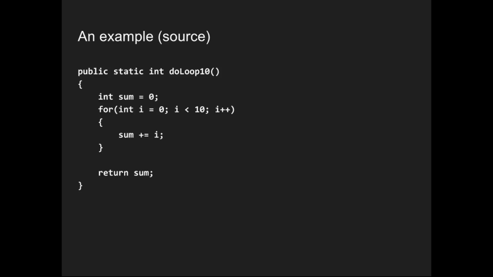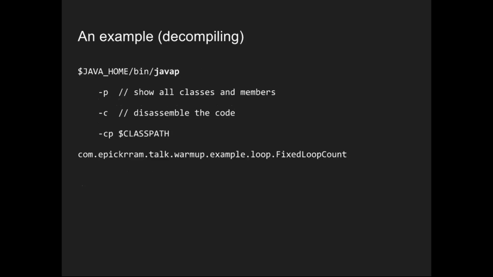So for an example, a simple piece of source code. This is just a single function that performs a loop and adds together the integers 1 to 9 and returns the result. We can take a quick look at what that looks like in bytecodes.